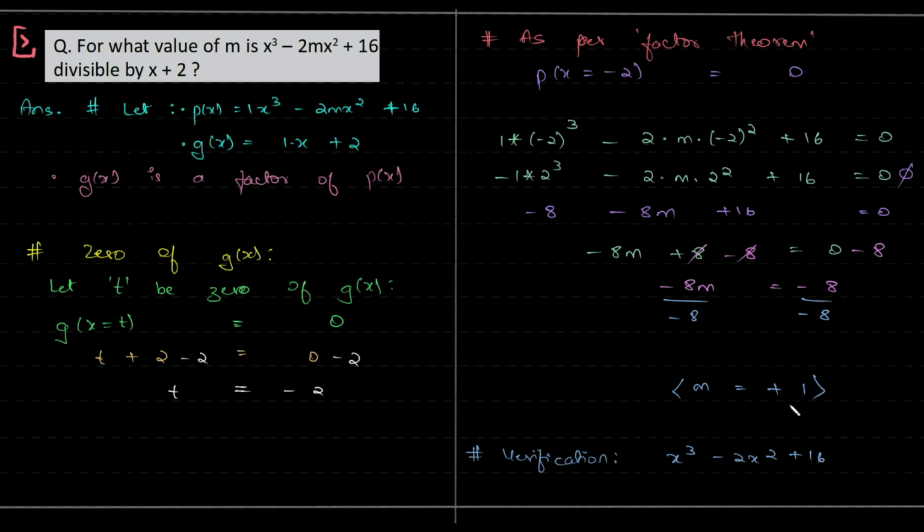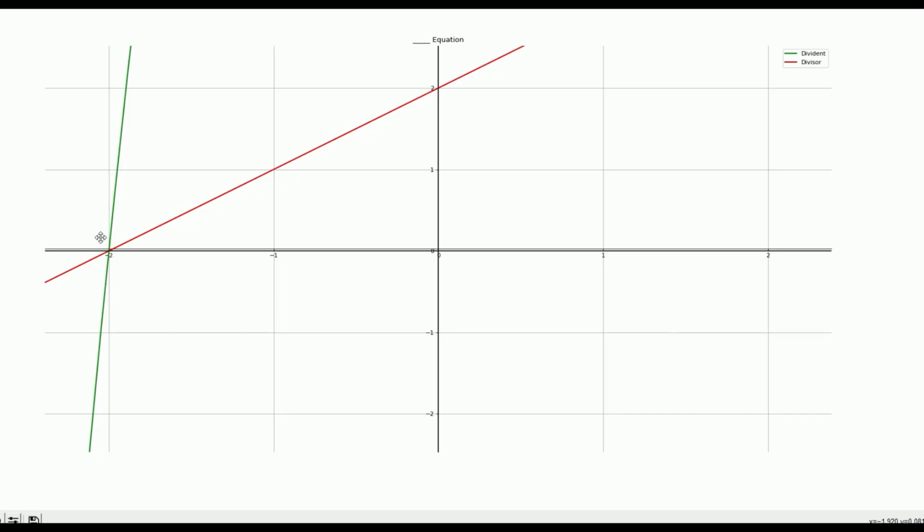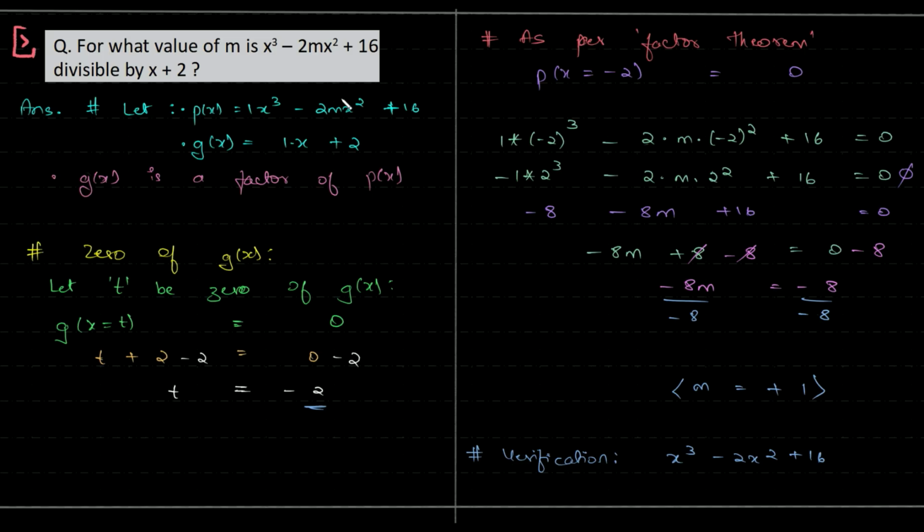And what did we get theoretically? Minus 2 as your 0. See, I'm not talking about the value of m. Please don't get confused. I'm talking about minus 2. Minus 2 is the 0 of both. I told you the concept: if P of x is divisible by g of x, then both will have at least one common 0. And that's what we are looking at. Can you see that? And the common 0 is minus 2. Please don't get confused with the value of m. m is just a coefficient. It's not a 0. Okay, so I hope you guys saw the verification. And this is your answer.